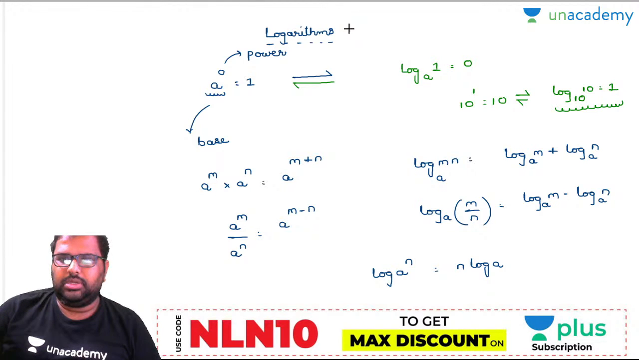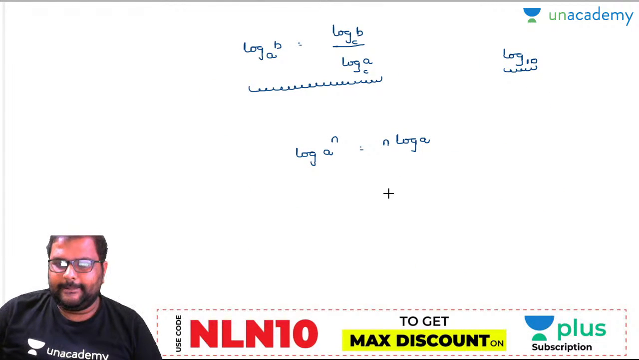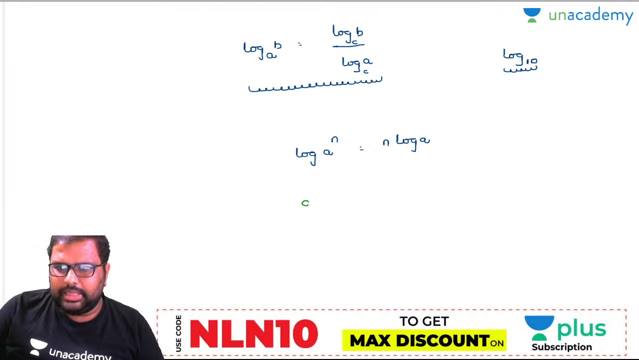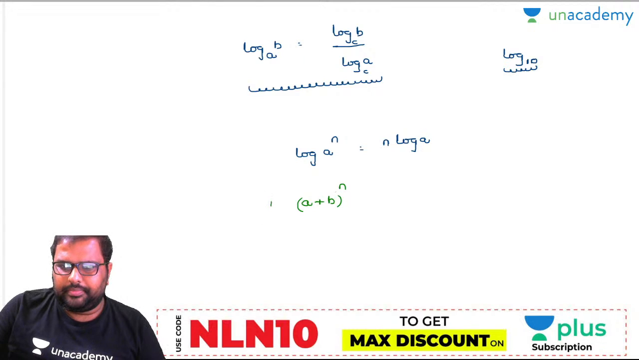How it is used. Now I wrote one application here. Now everybody knows the binomial theorem, a plus b whole to the power of n. Now if I apply logarithms there, what does it become? Log of a plus b whole to the power of n will become n into log of a plus b. Am I right or wrong?